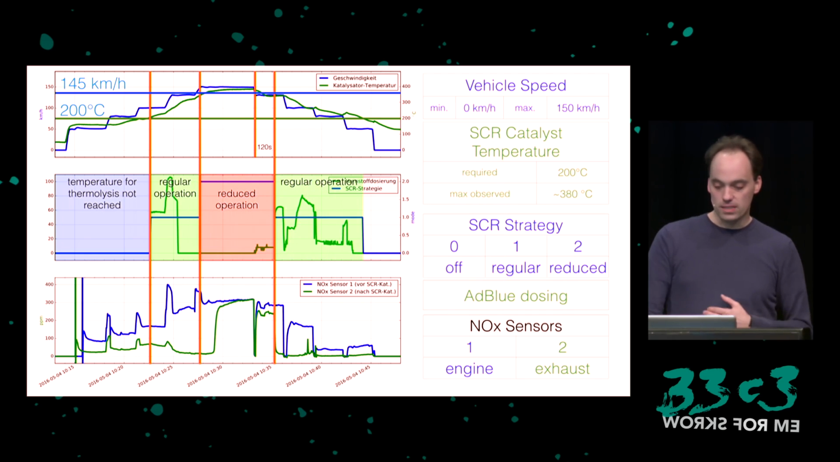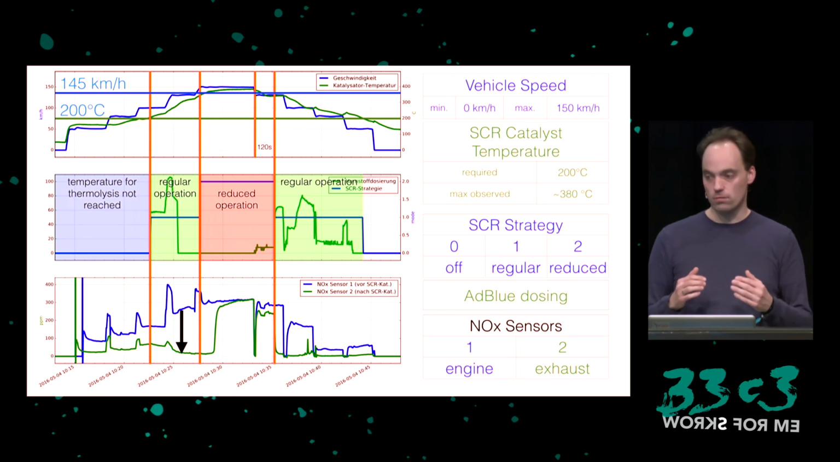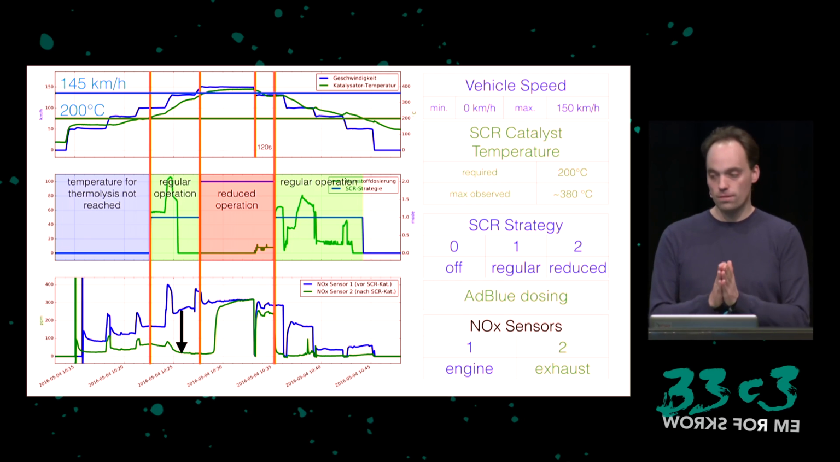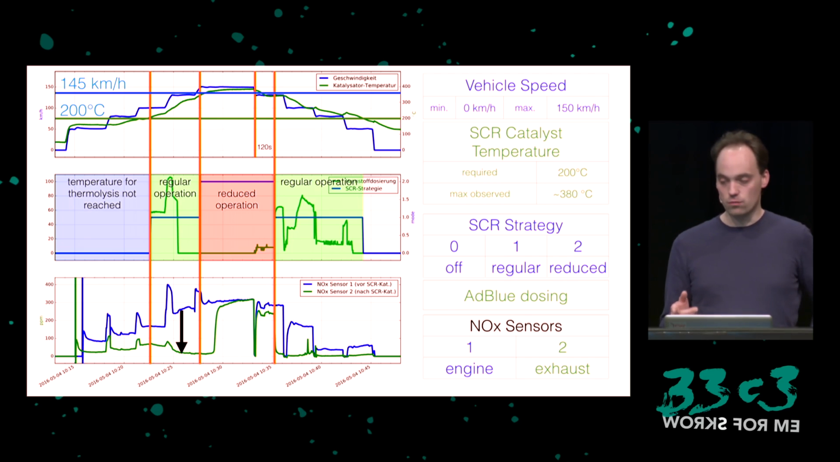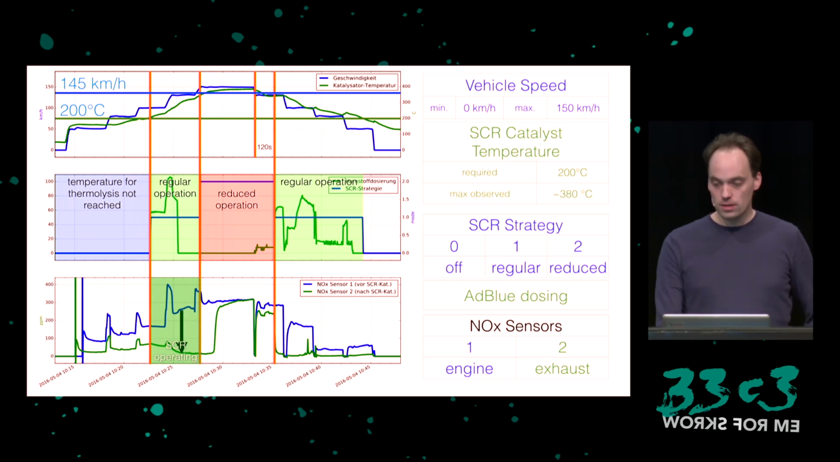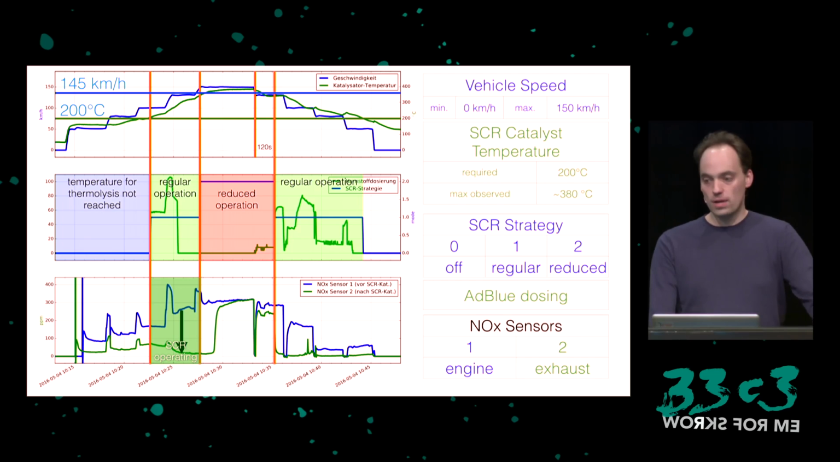To look at the effect of this, you have to check the difference between the blue and the green line in the lower diagram, which is the amount of NOx that is removed by the SCR catalyst. And you can see during regular operation, quite a lot of NOx is removed. The blue line goes up because we're driving faster and faster, and the green line goes down almost to zero. And this works for quite a while, and it even keeps working until the catalyst runs out of ammonia, and then it would need more AdBlue to operate.